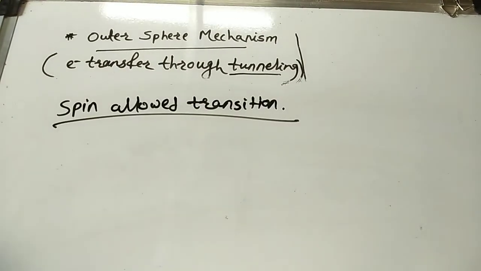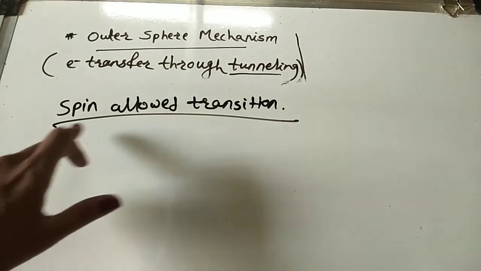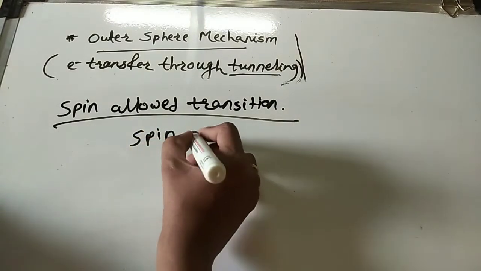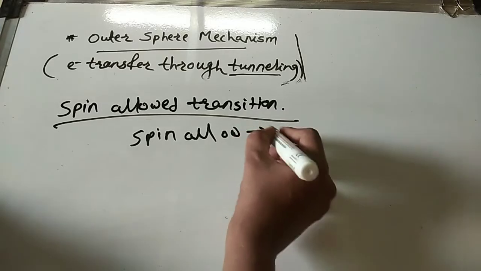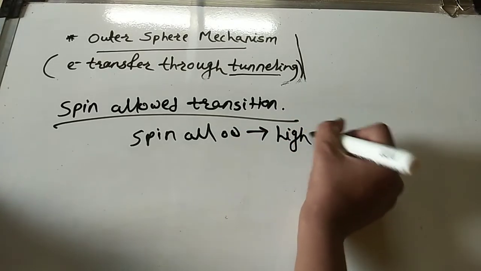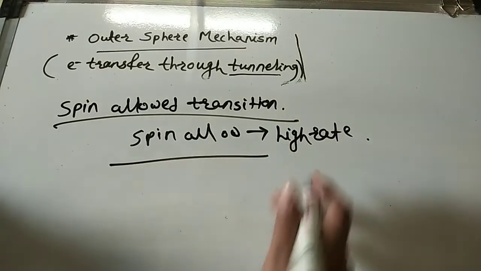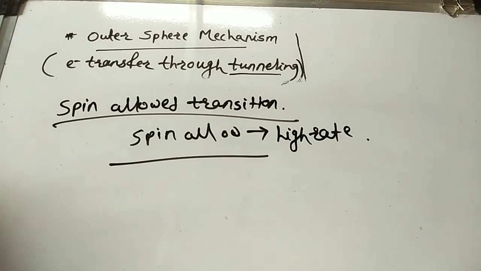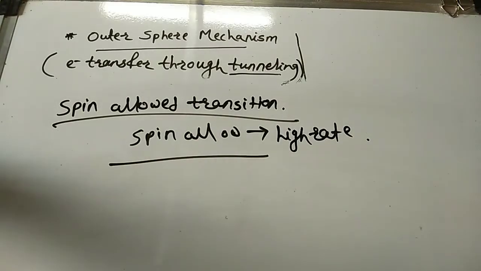The last condition for the outer sphere mechanism is spin allowed transition. If your complex shows spin allowedness, then it shows the high rate. The detailed information about which complex is spin allowed and which is spin forbidden is discussed in UV spectroscopy, and this concept is already done by you in TYBSc chemistry. If you have any problem regarding this topic, you can see the UV spectroscopy topic.